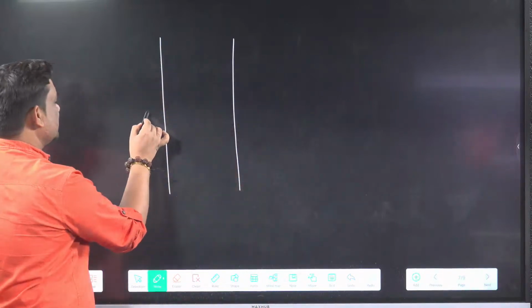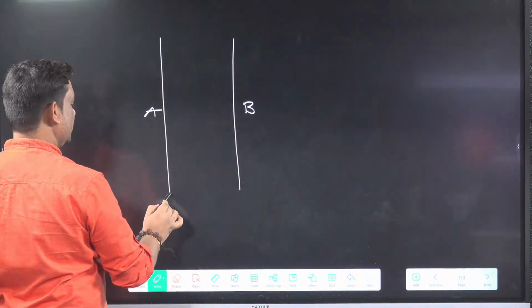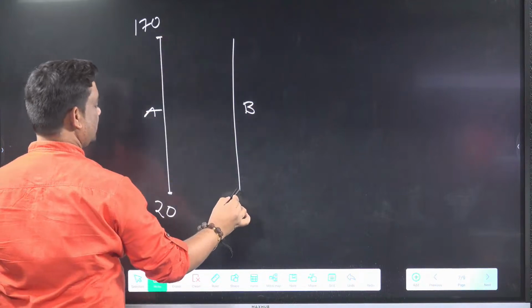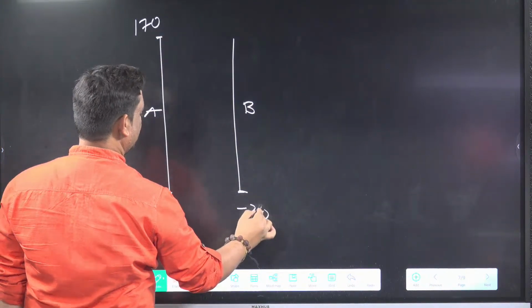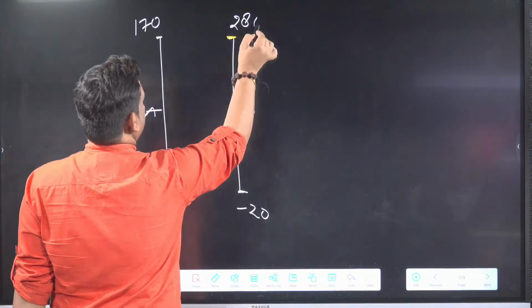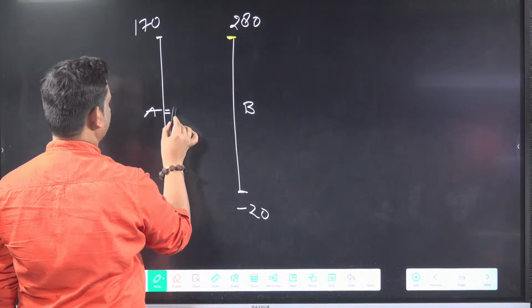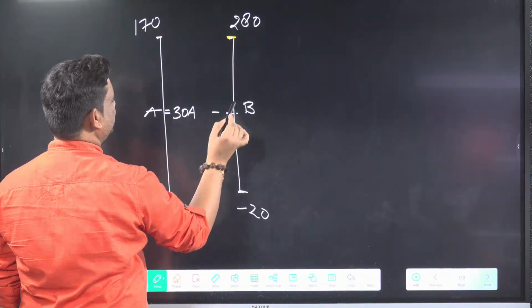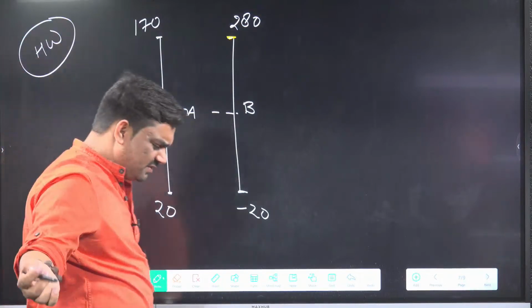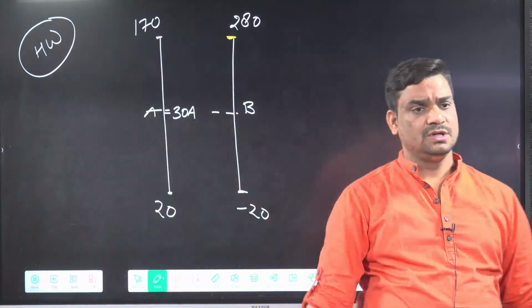This is the scale A, this is the scale B. Here I have taken 20. Here this is 170, and here suppose minus 20, and this is suppose 280, and they are asking the value of suppose 30. You have to find it in B. This is the homework you will try. Whatever the answer is there, it is a very simple question.